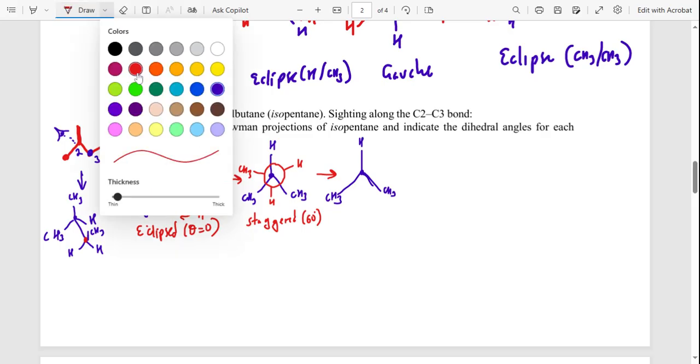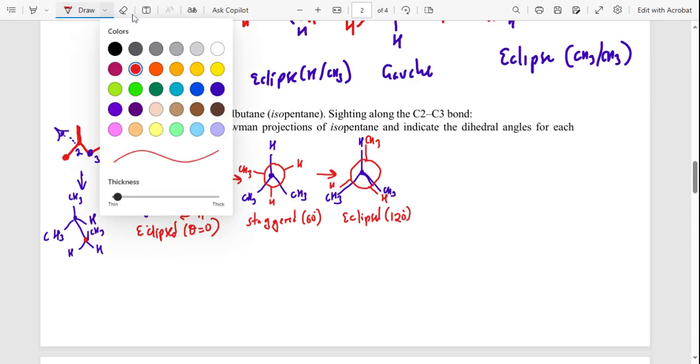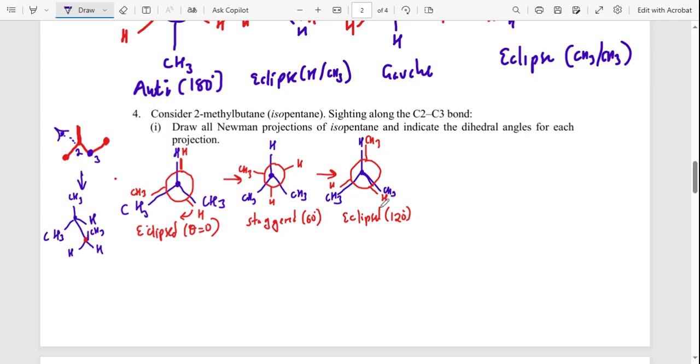But the carbon that is at the back, what will now happen is this hydrogen that is here is now going to find itself here. This CH3 which is here will now find itself here. And then this hydrogen here will now find itself here. This is another eclipse configuration. Okay. From 60 degrees, we've done another 60-degree rotation, so this is 120 degrees. We'll do another rotation until we reach 360 degrees.